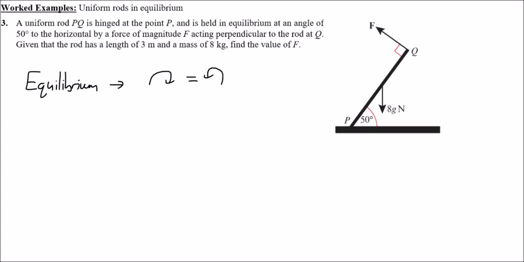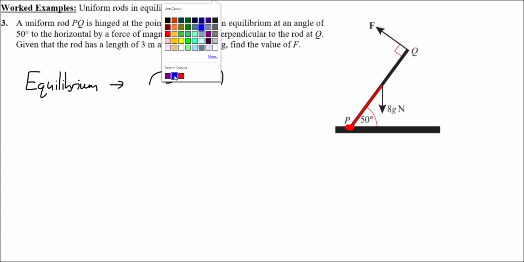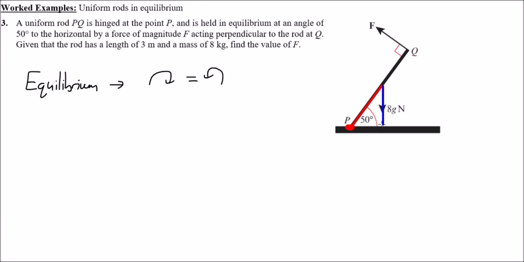So, going clockwise, relative to P, acting down, we can see this 8g force. The perpendicular distance of the line of action of this force from P, we can work out fairly straightforwardly using trigonometry. So we need to work out this distance here I've put in green. Okay, that's 8g. The distance from this line of action to P, the perpendicular distance, is this green line.